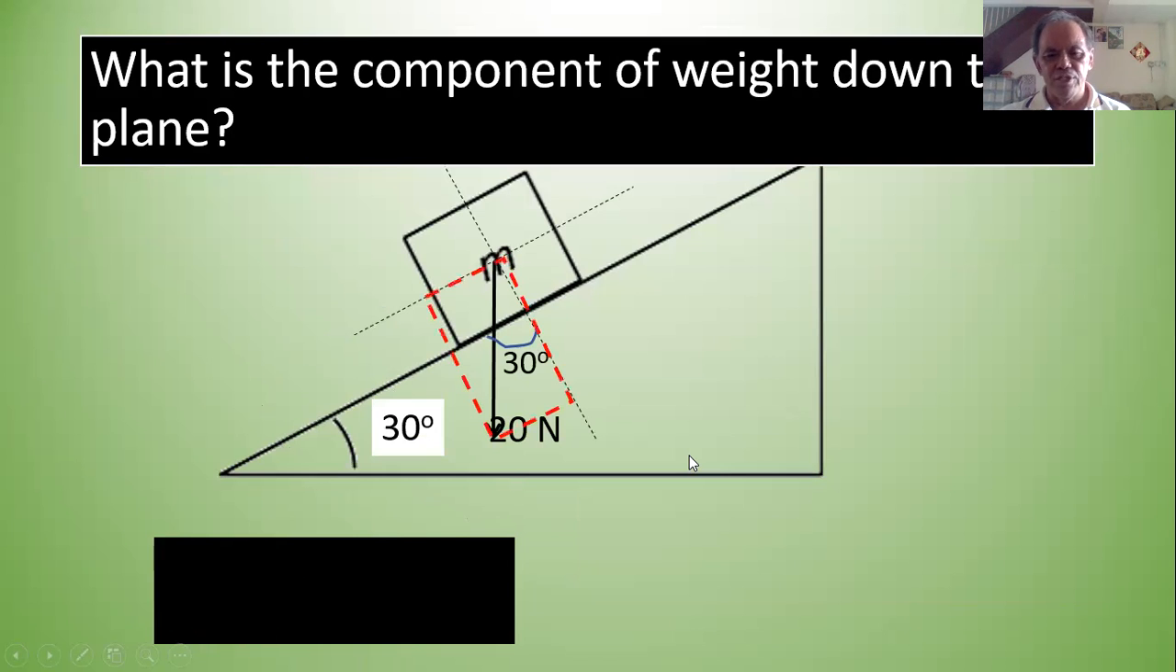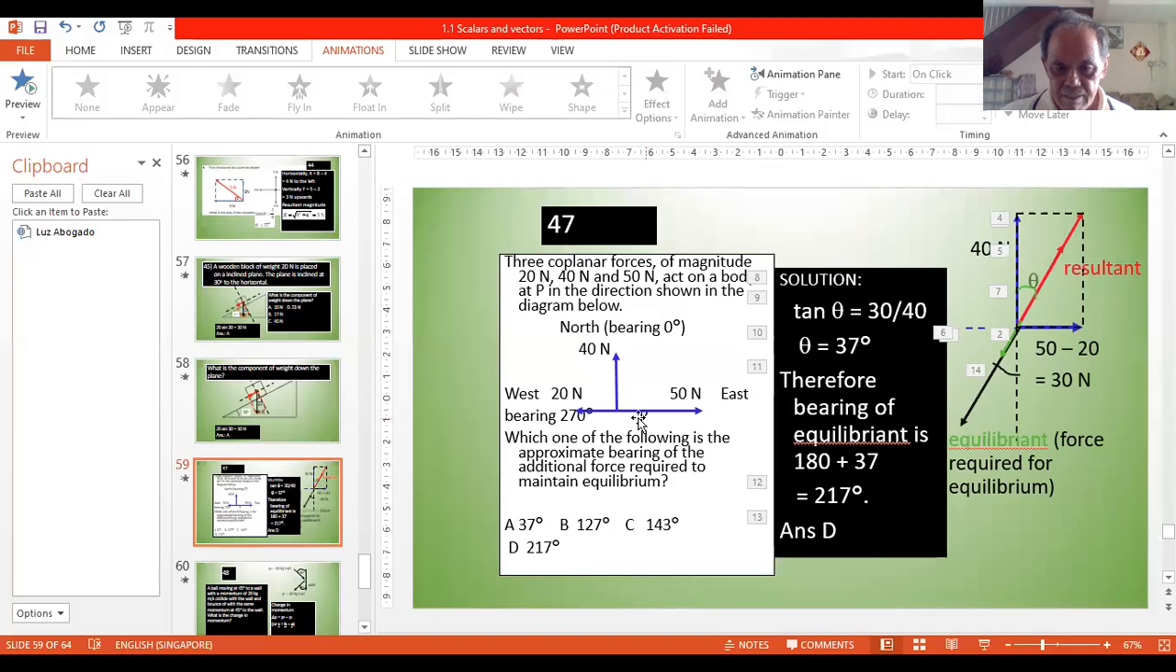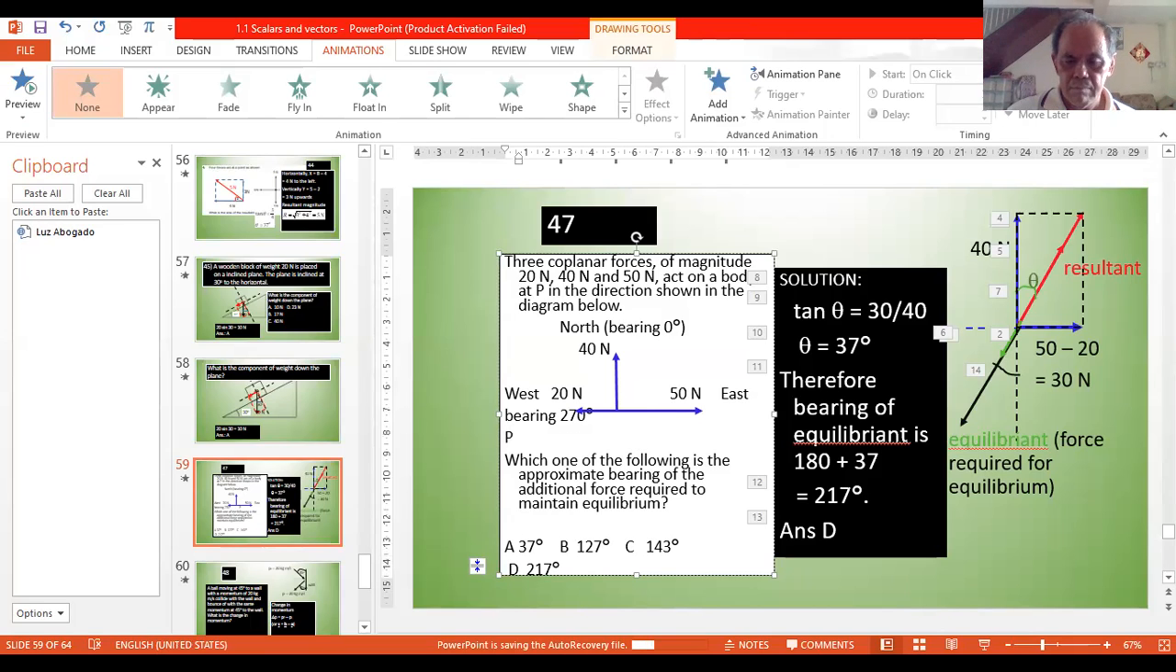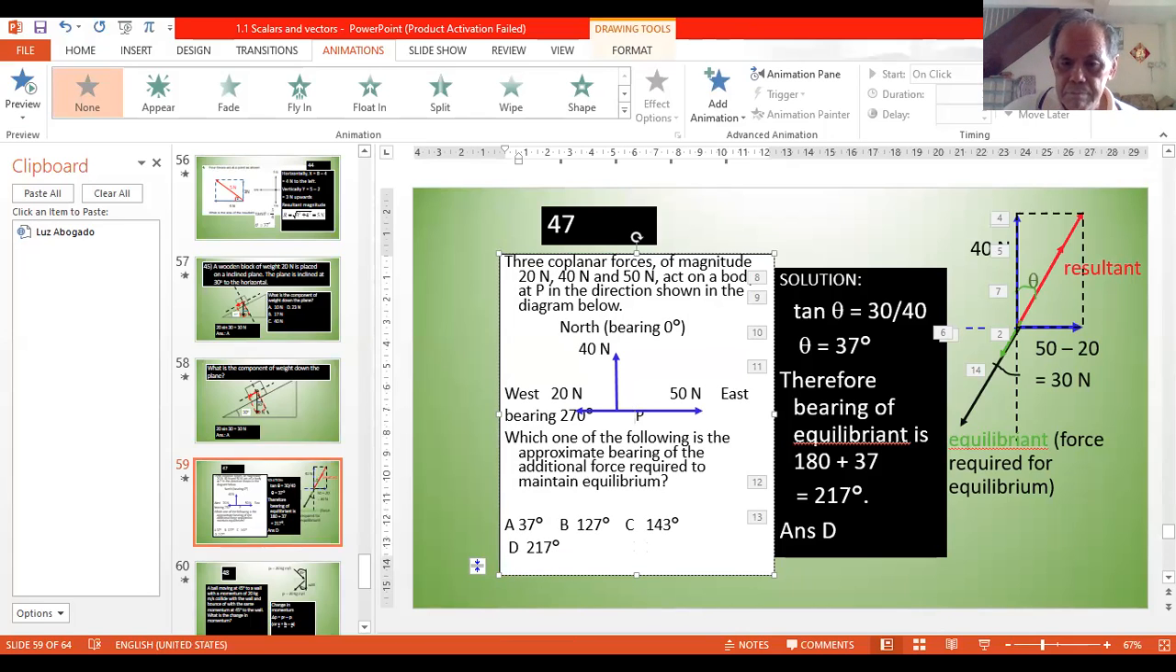This is just to show you, drawing a bigger picture so you can see clearly. Or we can have 3 coplanar forces of magnitude 20, 40, 50 acting on a point P. That is your point P, slightly displaced.